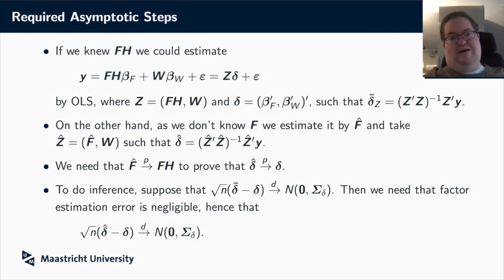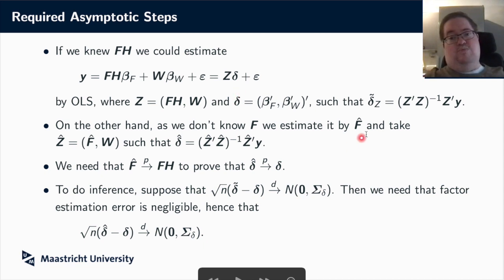So let's have a look at the kind of steps we need to prove these results. If we would know F^H, so again, we take a rotation of F, then we could estimate this model directly by least squares. And then of course it would be very easy to derive the properties of that model in terms of consistency, in terms of predictions, and in terms of inference on delta.